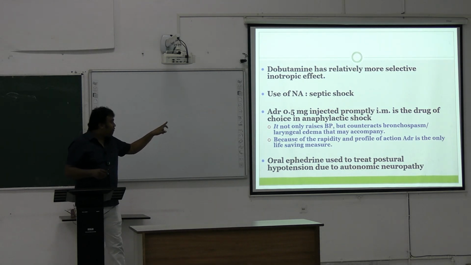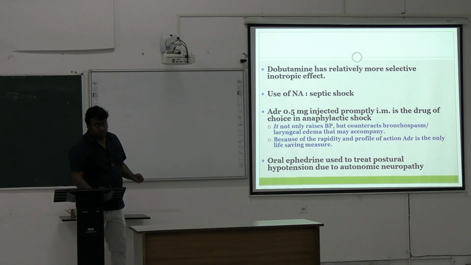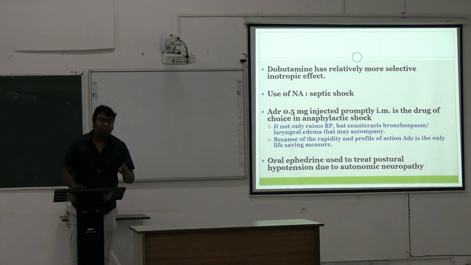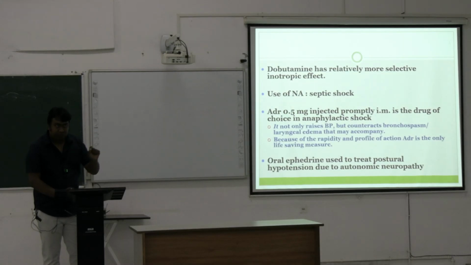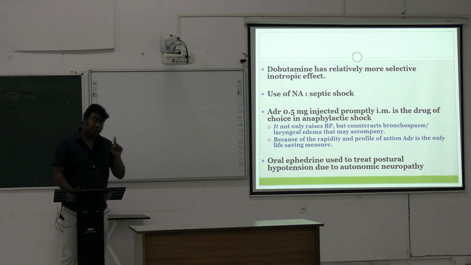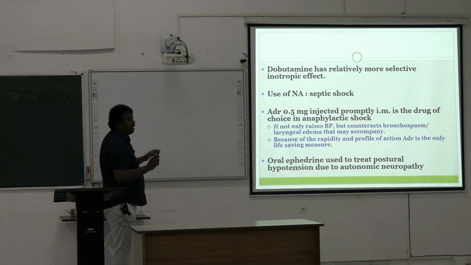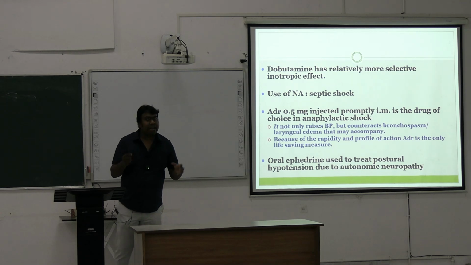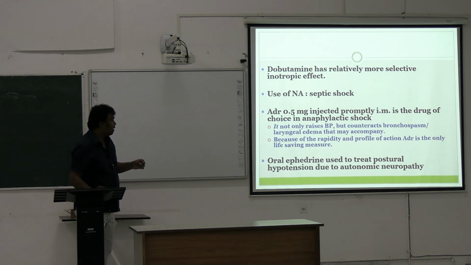Adrenaline, 0.5 milligram injected promptly IM. It is important. In which route? Intramuscular route. Dose is 0.5 milligram. Where? In case of anaphylactic shock. In case of anaphylactic shock, we are not going for the intravenous or other route. It is given in the intramuscular route, and dose is 0.5 milligram. How can it counter? It relaxes the tracheobronchial tree by stimulating beta 2, as well as by stimulating alpha 1, it can reduce the mucosal edema.